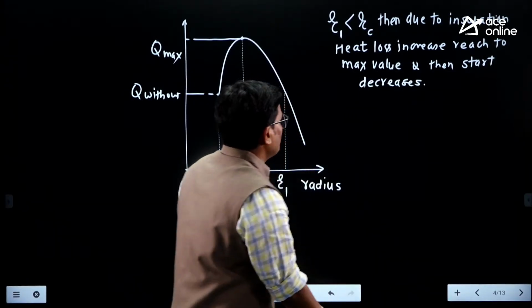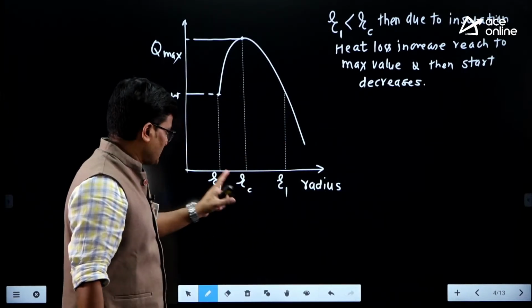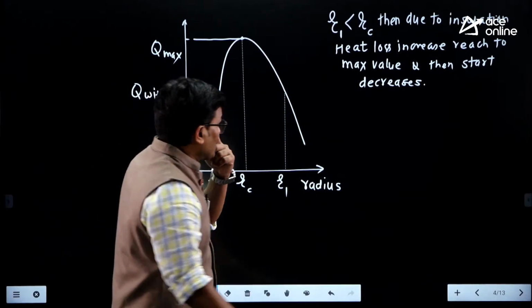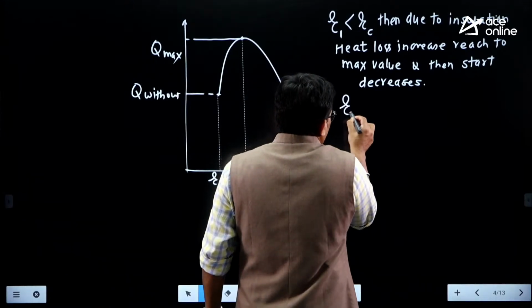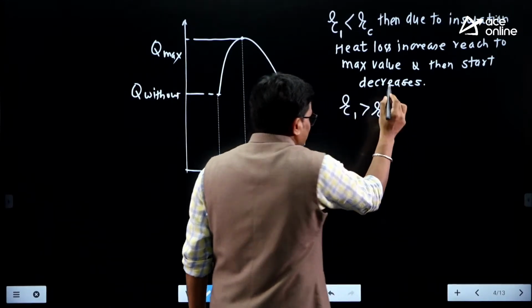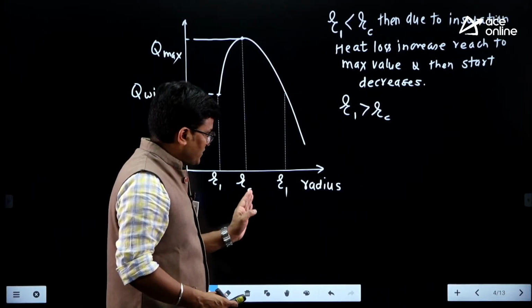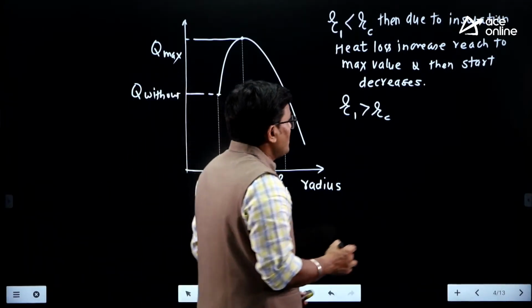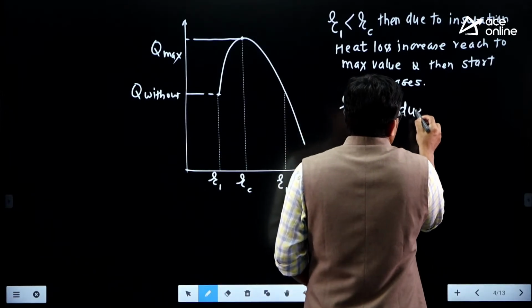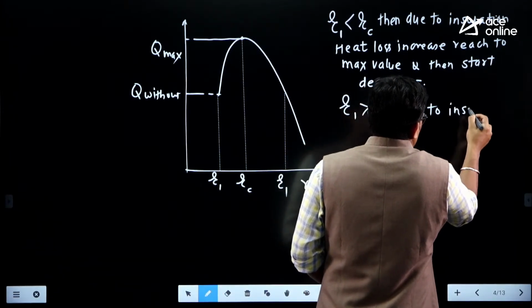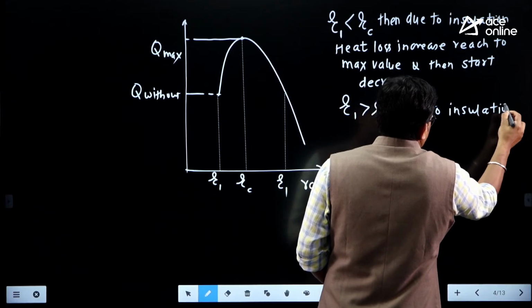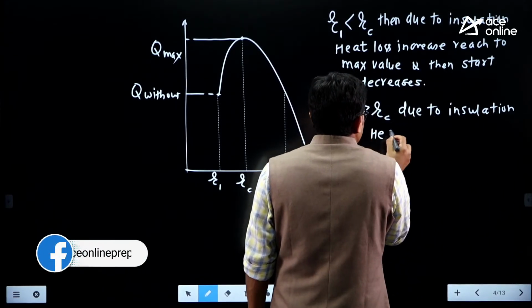Okay, listen carefully. When you manufacture less than RC, the heat loss first increases. But suppose you manufacture greater than RC directly, you know RC, right? If you manufacture greater than that, then due to insulation, the heat loss always reduces.